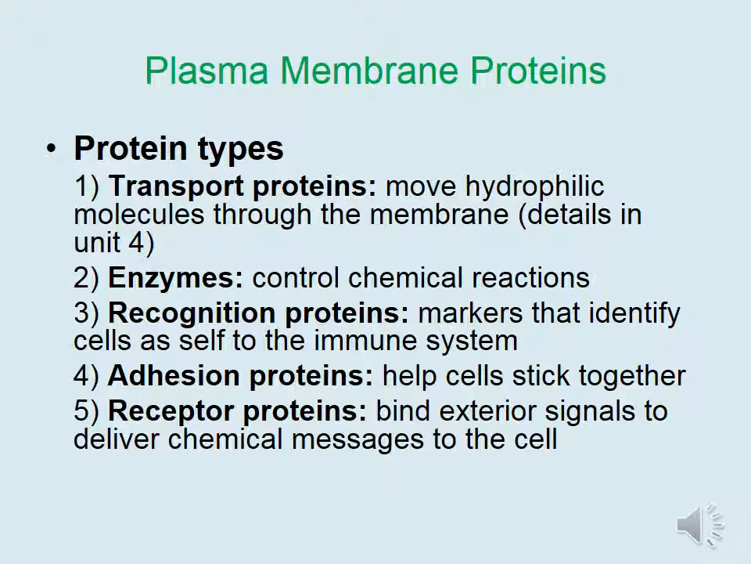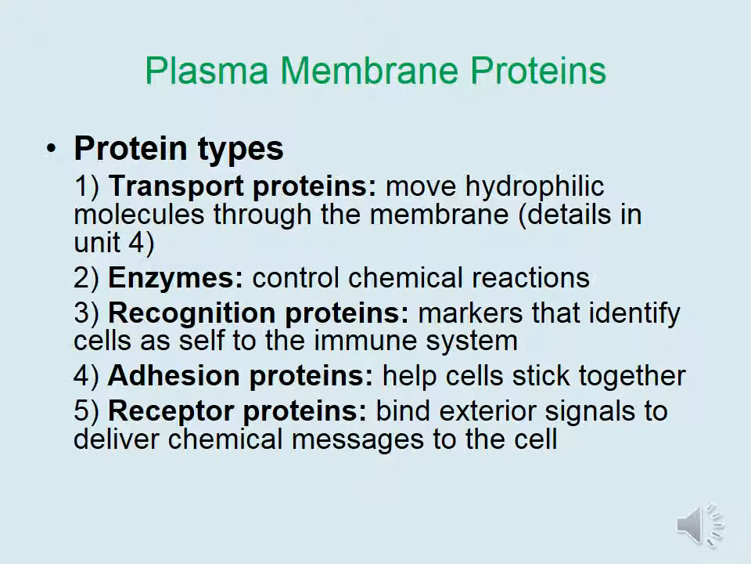There are 5 major types of proteins in the plasma membrane discussed here. First are transport proteins that move hydrophilic substances through the membrane that would be repelled by the hydrophobic fatty acid tails of the phospholipid bilayer. We discussed the details of these transport proteins in Unit 4. There are enzymes that control chemical reactions, as well as recognition proteins, which are markers that identify cells as self to the immune system. Consider the fact that your immune system has to be able to identify pathogens that make you sick as foreign and destroy them while leaving your own cells alone.